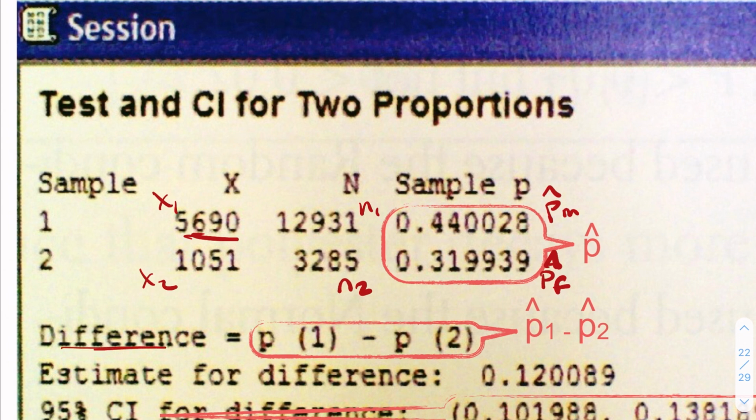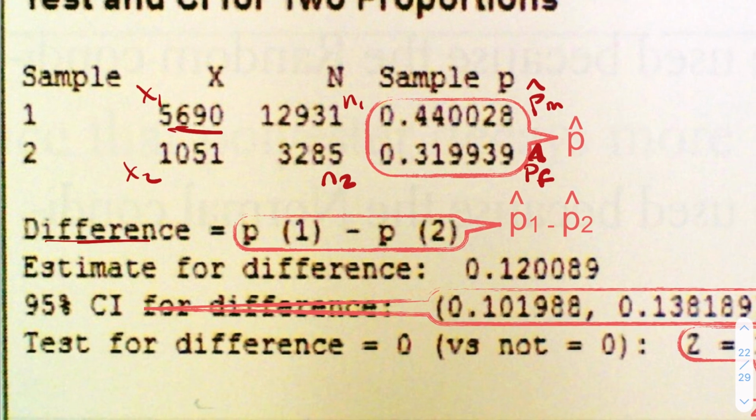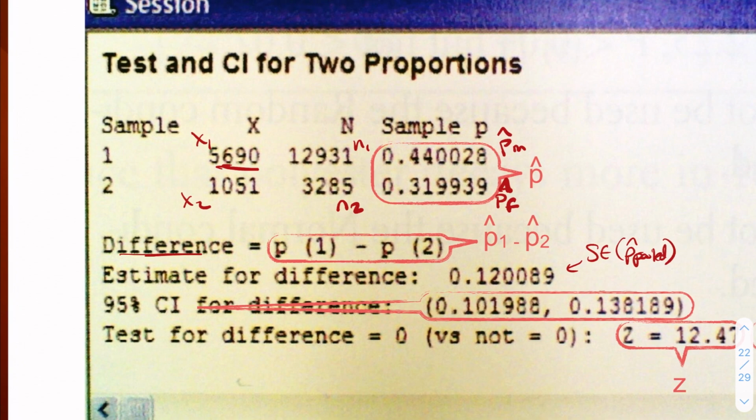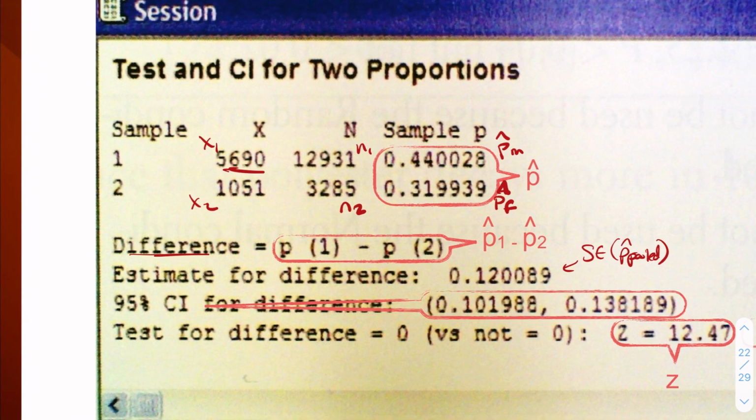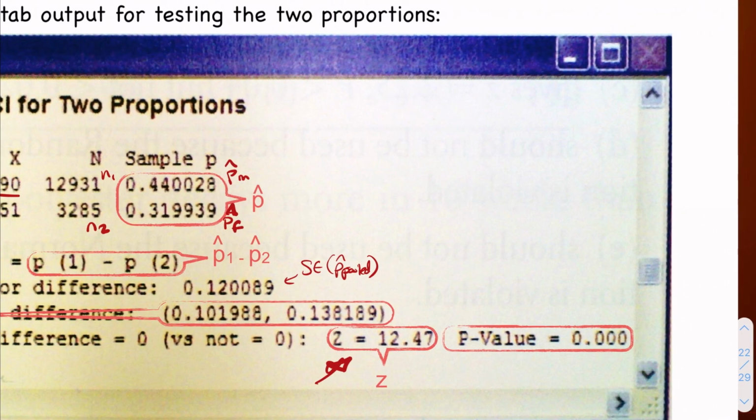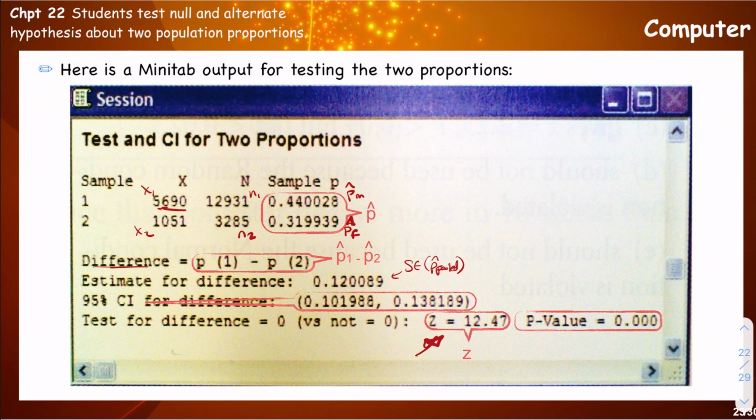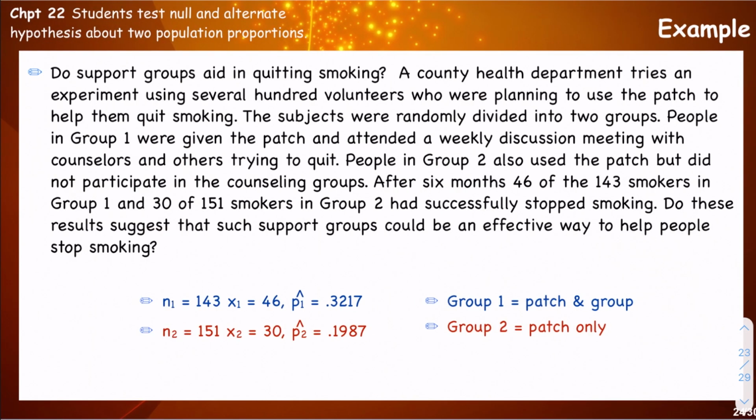It's calculating the difference, the estimate for the difference, which is our standard error of our pooled. It calculated for us. It gave us our 95% confidence interval, which we saw. It gave us our z-score. And last but not least, our p-value, which was 0. So if you ran this computerized test and you were asked to interpret these values, as long as you know what you're looking for, it gives you everything that you need.